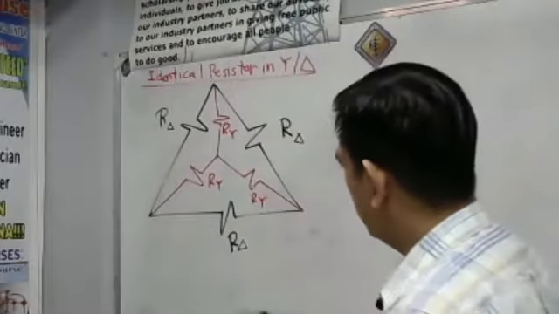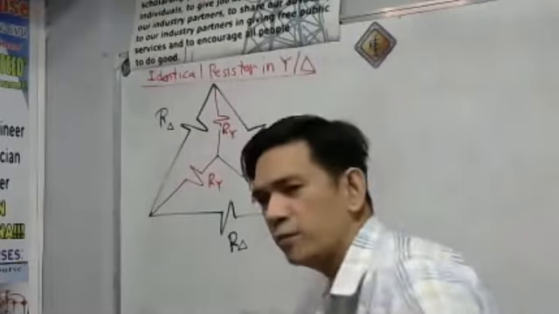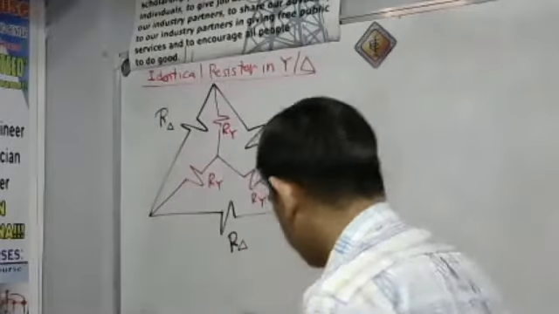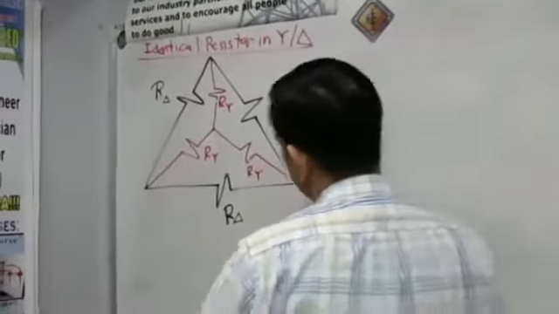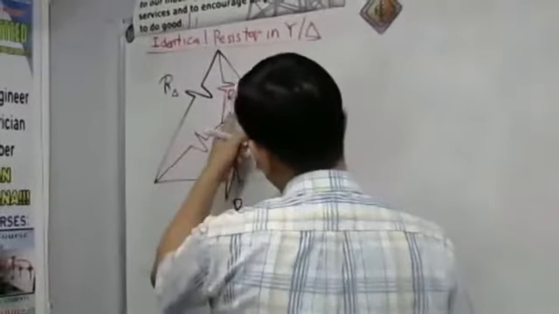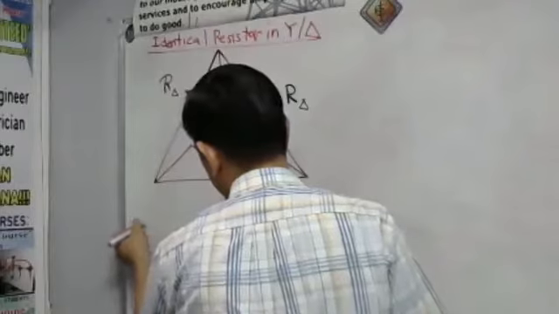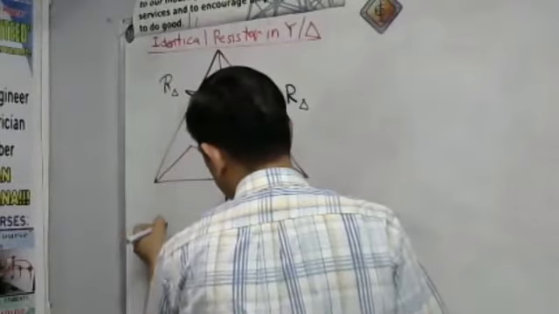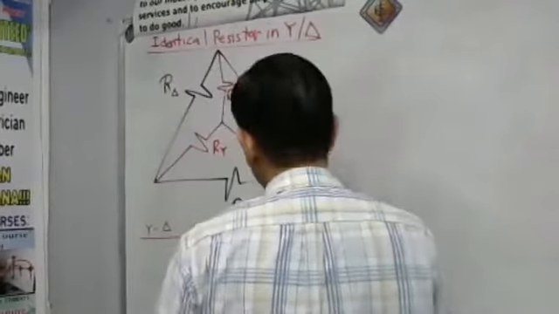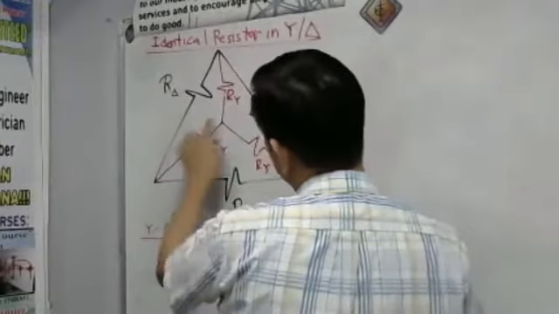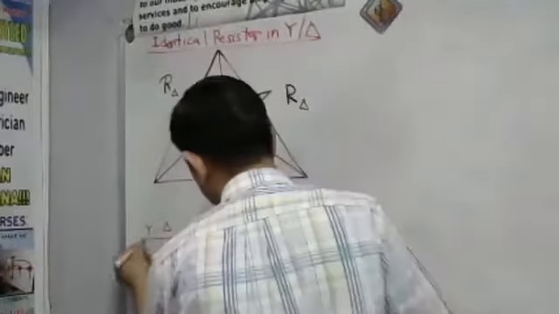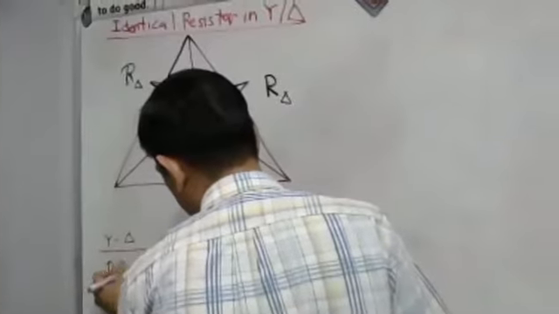Well, we can have it Y to delta or delta to Y transformation. What will happen here? So let's say we are given a Y. We are going to make it in delta. So let's say we have Y to delta transformation. The given is Y, and we're going to make it in delta. So what is our R delta here?